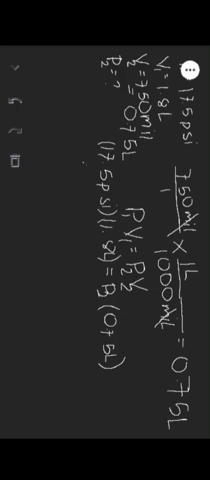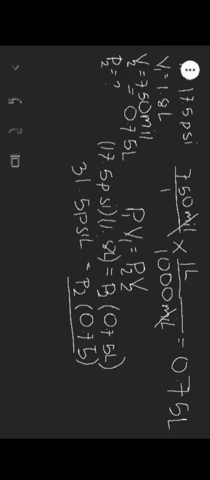So to calculate P sub 2, multiply P sub 1 and V sub 1 first. So that's 31.5 psi liters. Divide both sides by 0.75 liters. So P sub 2 is equal to 42 psi. The liter unit cancels.